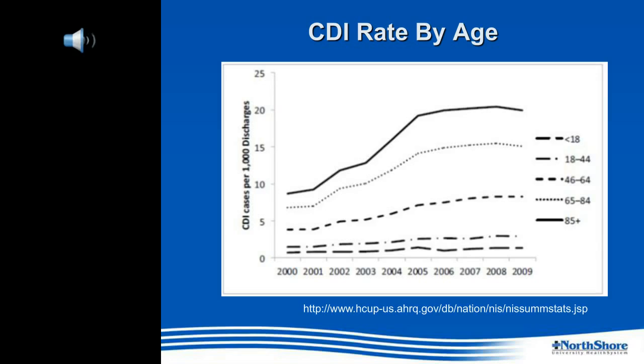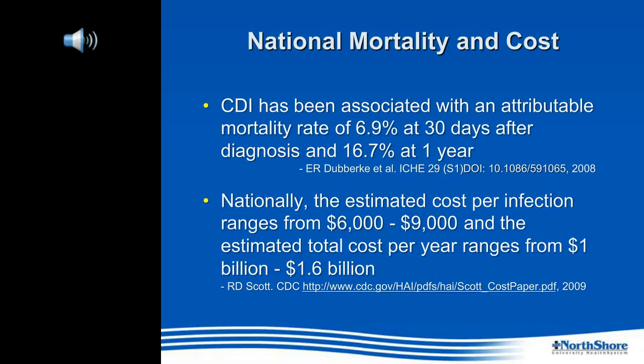This suggests not only is there more C. difficile disease, but it's more virulent in our population. And this is just a summary of national mortality and cost. Again, the rates of mortality have risen, and the estimated costs are $6,000 to $9,000 per year, with considerable overall costs in the United States exceeding $1 billion.